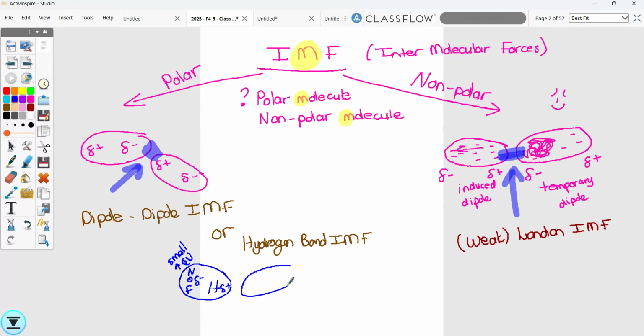So we still have a delta negative on my NOF side, and I still have a delta positive on my H side. And I know the time is up, I still have an H bond, but that H bond is there between the two. Okay, and that is IMFs.